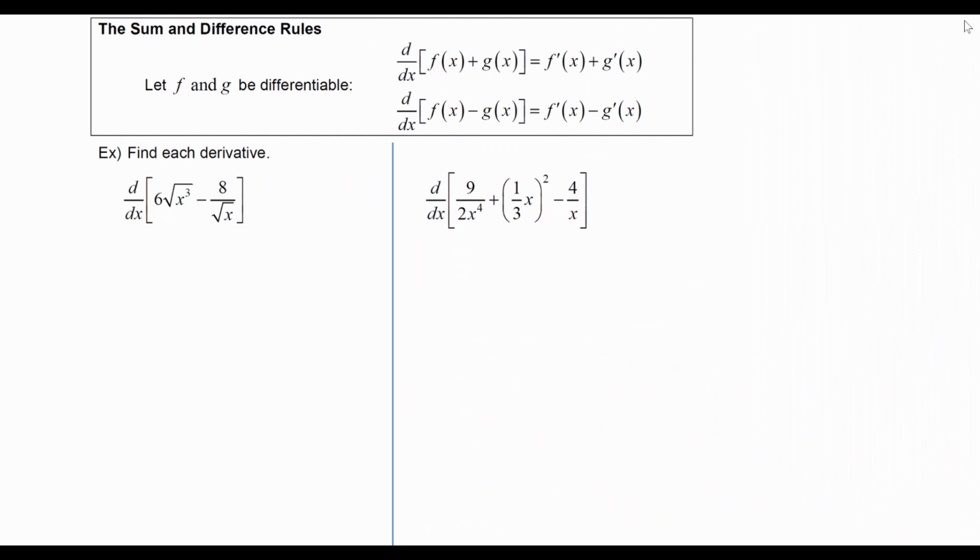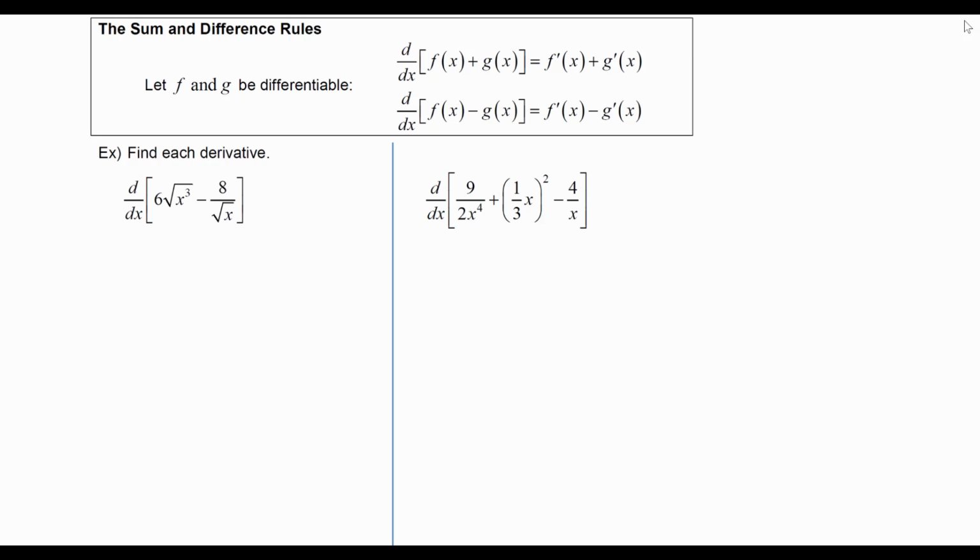Next, the sum and difference rules. Let f and g be differentiable functions. Then derivative of f(x) plus g(x) is equal to f prime of x plus g prime of x. Likewise, derivative of f(x) minus g(x) will be equal to f prime of x minus g prime of x. So if you have multiple terms that you have to take the derivative of, you can just take the derivative term by term. So let's go ahead and do an example.